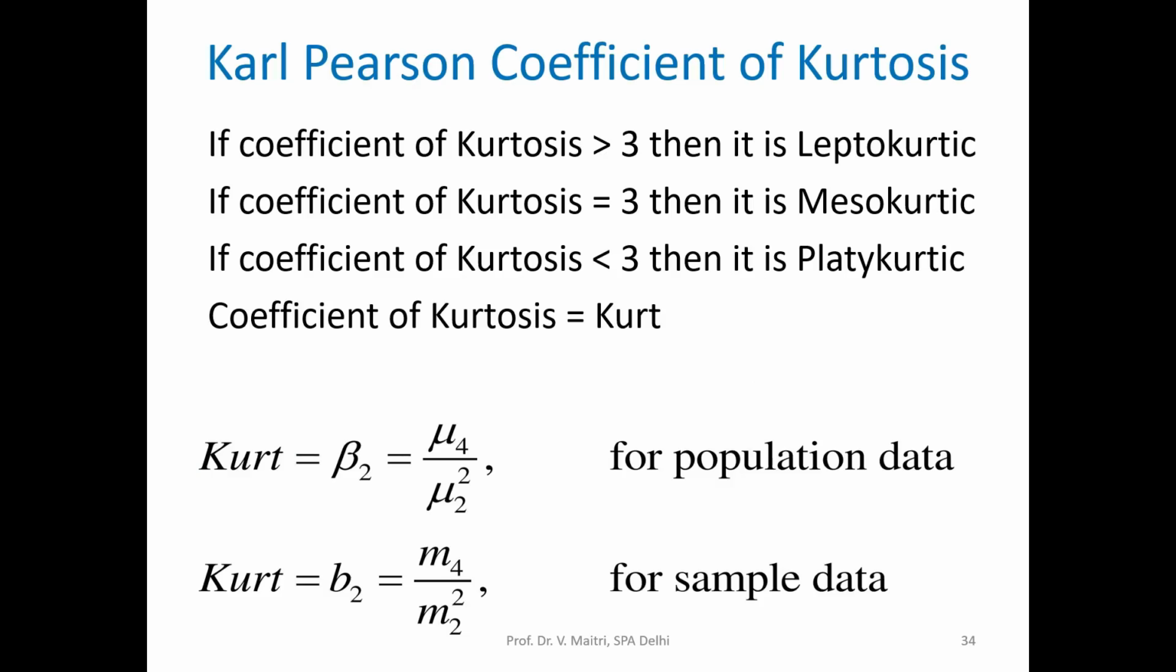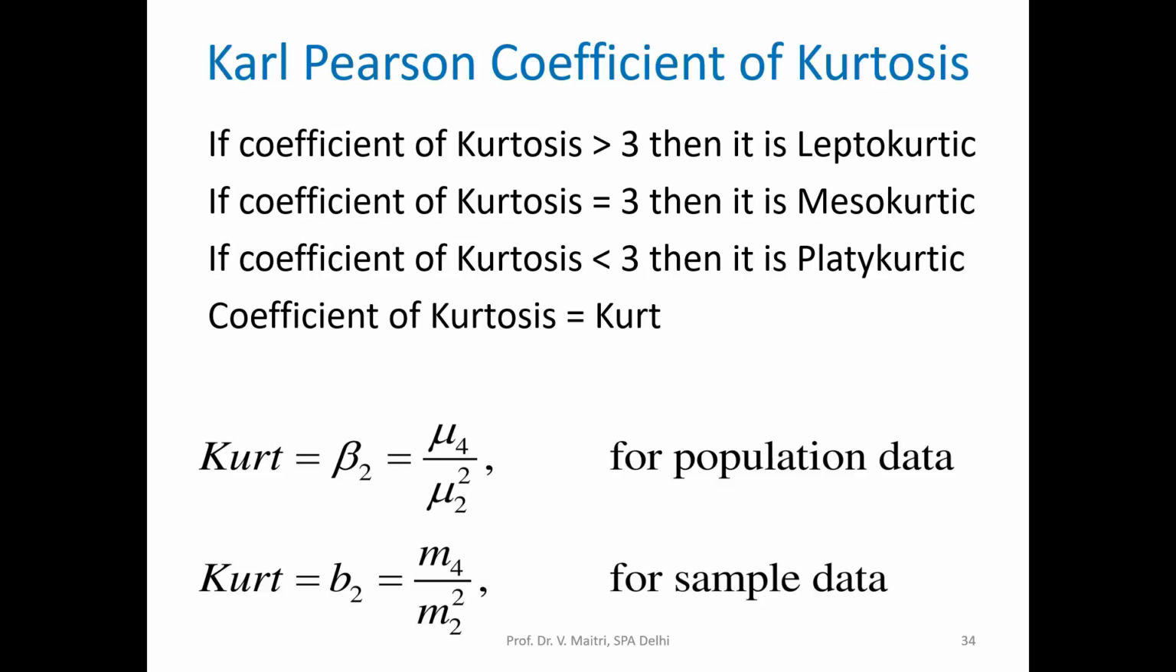Now this is the Karl Pearson coefficient of kurtosis. If the coefficient of kurtosis is greater than 3, then it is known as leptokurtic. If the coefficient of kurtosis is 3, then it is known as mesokurtic, that is a normal distribution curve. And if the coefficient of kurtosis is less than 3, then it is known as a platykurtic curve.